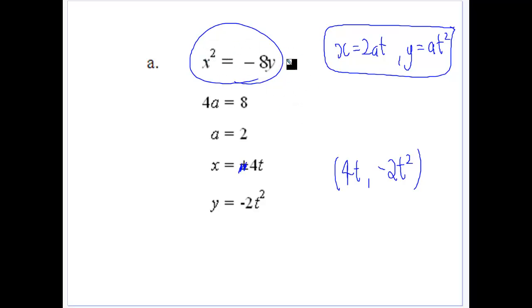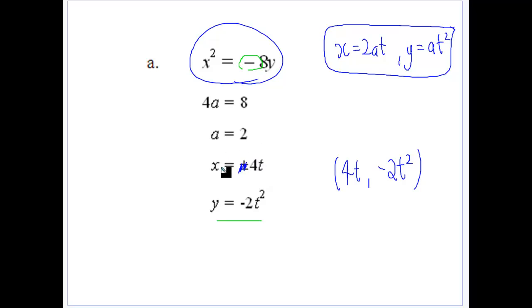We're practicing going from a Cartesian equation to our parametric equation. Again, we've got x squared is equal to minus 8y. The negative is going to tell you that we're going to be concave down. So that's why it's minus 2t squared, because in this case, it's going to be concave down. So the y is going to be minus there.